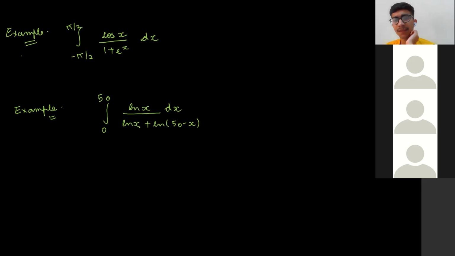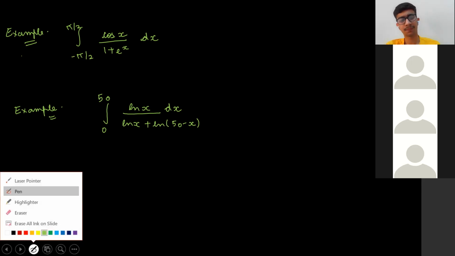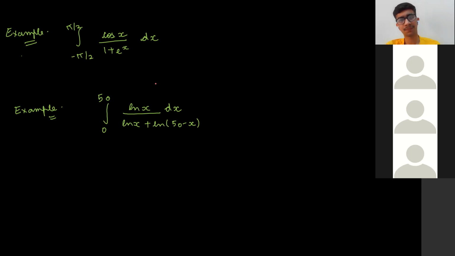So what is a plus b minus x? Here a plus b is 0, right? Oh yeah, a plus b is 0. Okay, so it'll be minus x in place of x.